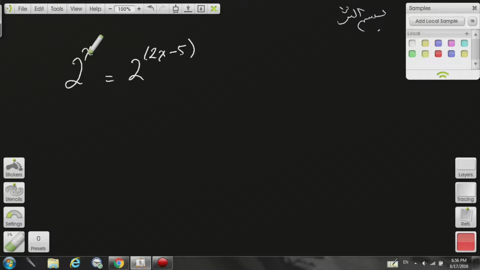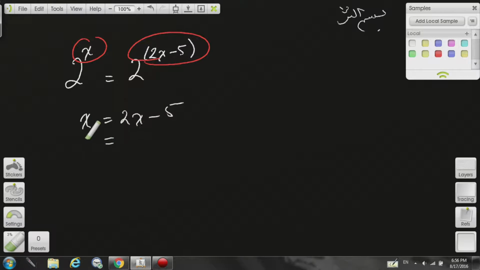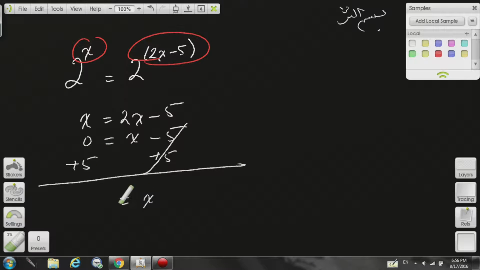This is saying 2 to this is equal to 2 to that. Well, intuitively and naturally, if 2 to the 3 equals 2 to the 3, that's the only way it can be, that the exponents are the same, right? If the bases are the same, the exponents have to be the same. So you can just simplify this expression as x is equal to 2x minus 5. Then you just solve for x. I subtract x from both sides, you get this, and add 5 to both sides, x is equal to 5.